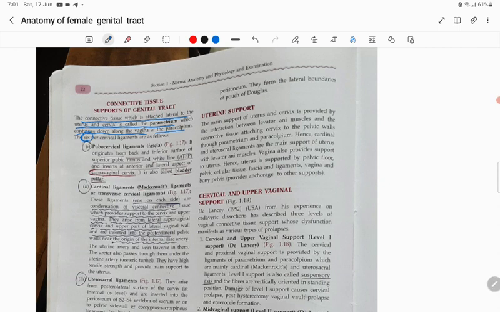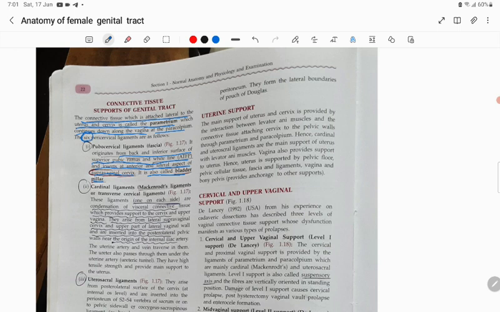The first one is the pubocervical ligament or fascia, which originates from the back and inferior surface of the superior pubic ramus and the white line of the arcus tendineus fascia, and inserts at the anterior and lateral aspect of the supravaginal cervix. It is also called the bladder pillar.